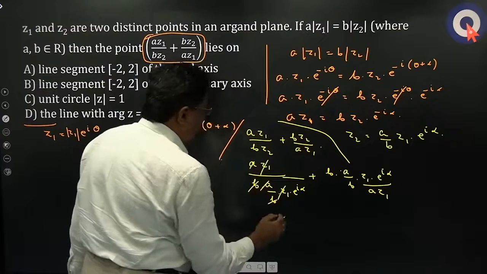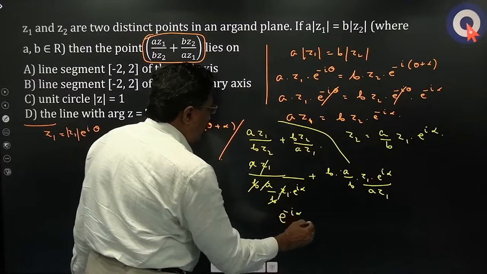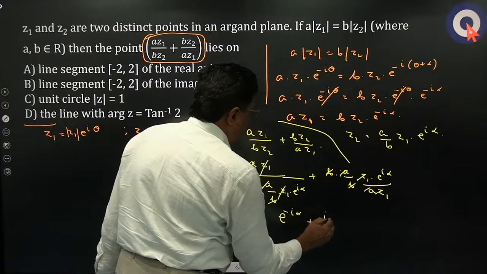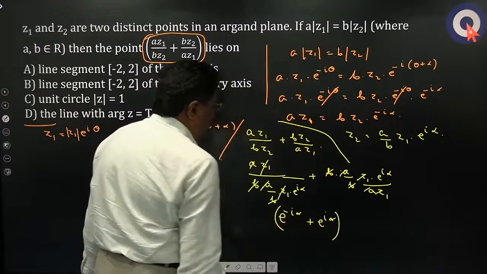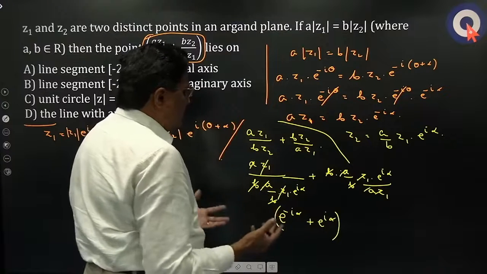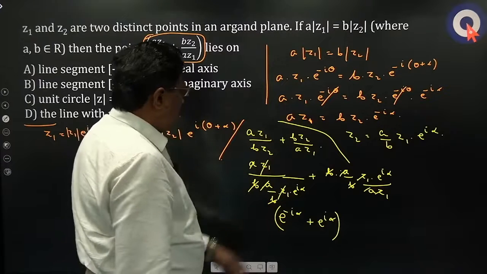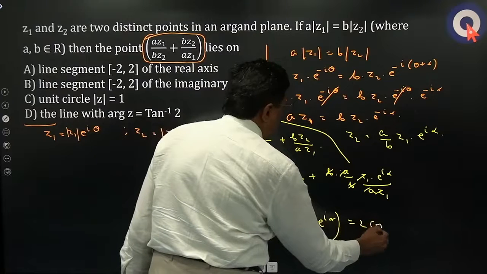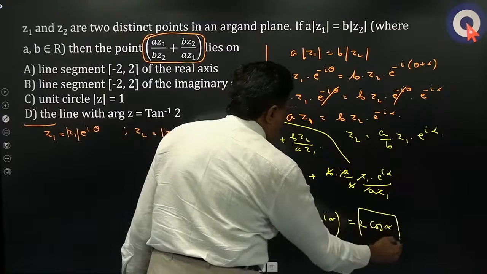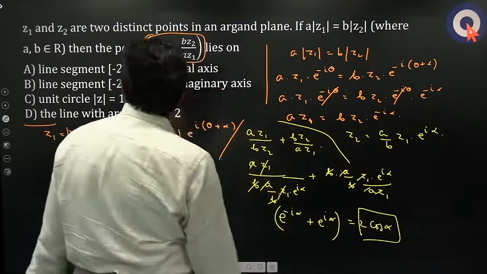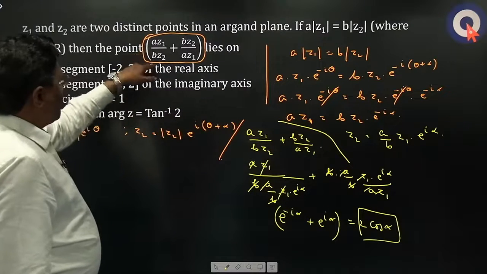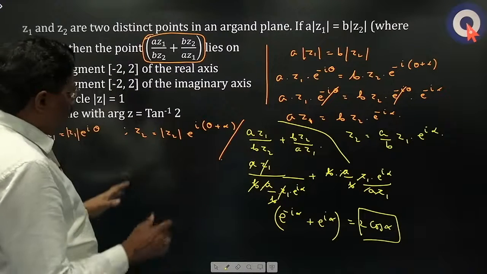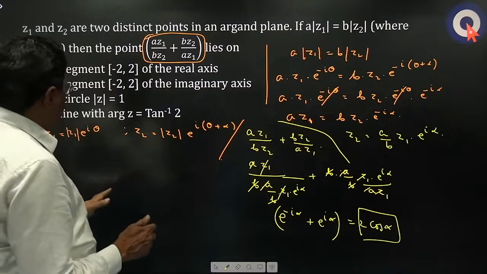So two things are getting cancelled. You get e to the power of minus I alpha plus here e power I alpha. If e power I alpha is cos alpha plus I sin alpha, here it is cos alpha minus I sin alpha. So what you get is 2 cos alpha. So basically what you are getting is one purely real number. So A Z1 by B Z2 plus B Z2 by A Z1 is purely a real number. Therefore it has to be on the real axis.